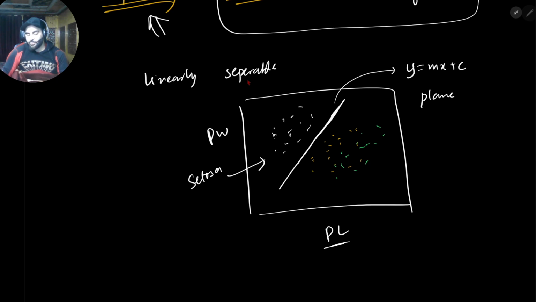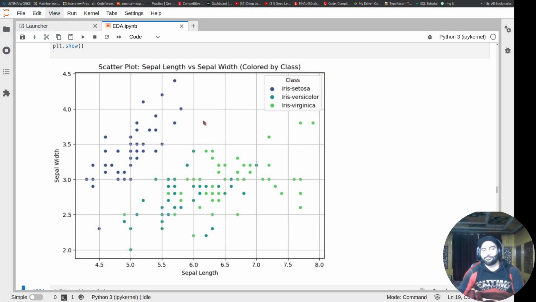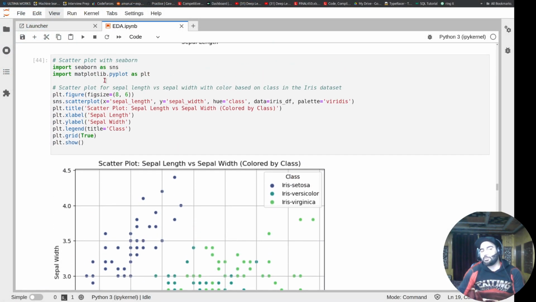So if I only use these two features, and if I can somehow make this line and make this separation, I can clearly say that on the left side of the plane we have setosa, and on the right side we have non-setosa, basically virginica and versicolor. So that's the first thing I got to know, that I can separate setosa using only two features, petal width and petal length. That's the first thing I got from the graph shown here. I made this graph by using seaborn.